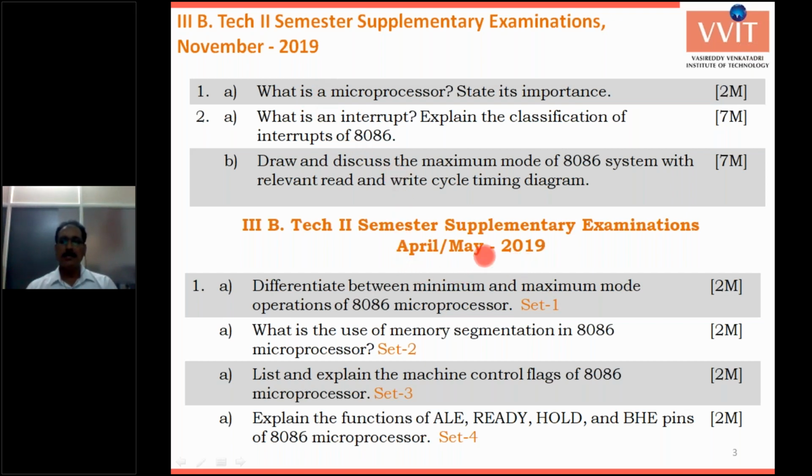In the regular exam April-May 2019, this unit asks: differentiate between minimum mode and maximum mode operations of 8086 microprocessor in set 1. What is the use of memory segmentation in 8086 microprocessor in set 2? List and explain the machine control flags of 8086 microprocessor in set 3. Explain the function of ALE, READY, HOLD, and VHE pins of 8086 microprocessor in set 4. Part A questions, these 4 questions.